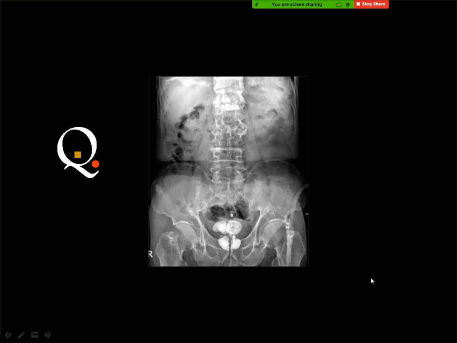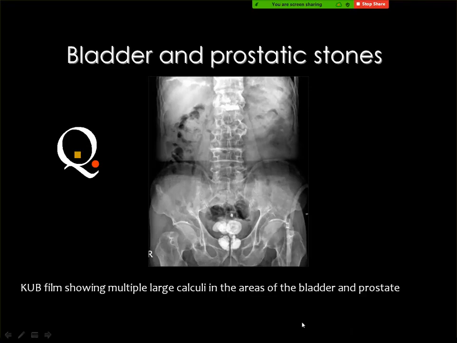Stones in the urinary bladder and inflammation of the prostate. Yes, stones in the urinary bladder and the prostate. Very good.